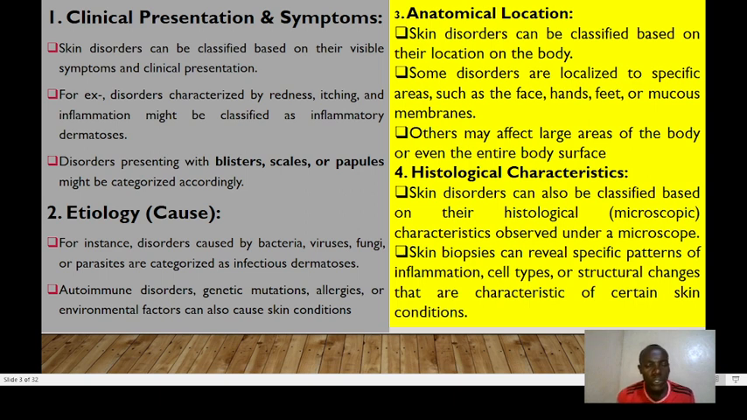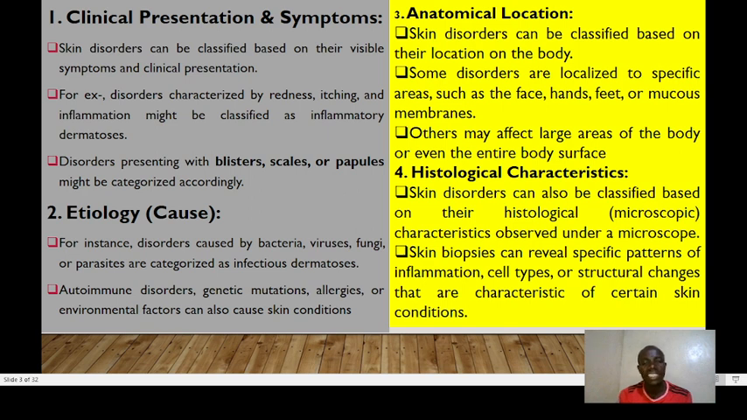We could also classify skin disorders based on the etiology. Etiology is the cause, and for instance, disorders caused by bacteria like impetigo, or disorders caused by viruses like the herpes simplex virus, the fungi, the parasites, and these are classified as infectious dermatosis. Whereas we also have autoimmune disorders, genetic mutation, allergies, or environmental factors that can also cause skin conditions.